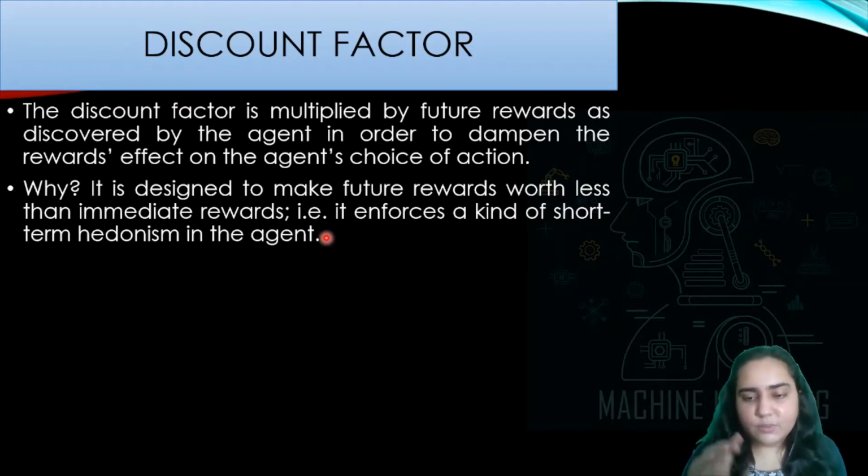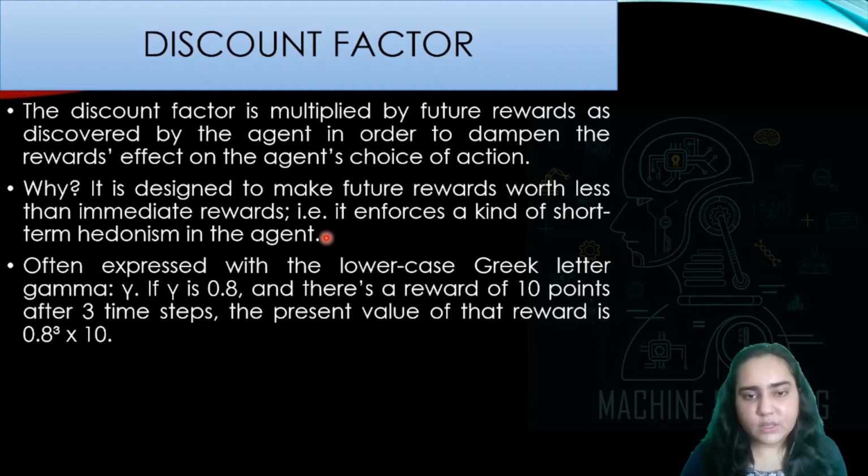Sometimes your algorithm might start thinking about what happens if I make this move now, how will that affect me in the future? So if you want, you could add this discount factor that will make future rewards seem less important than the current ones to your algorithm. Often this is expressed in the lowercase Greek letter gamma. If gamma is 0.8 and there's a reward of 10 points after 3 time steps, then the present value of that reward is going to be 0.8 raised to 3 into 10, which is very less.